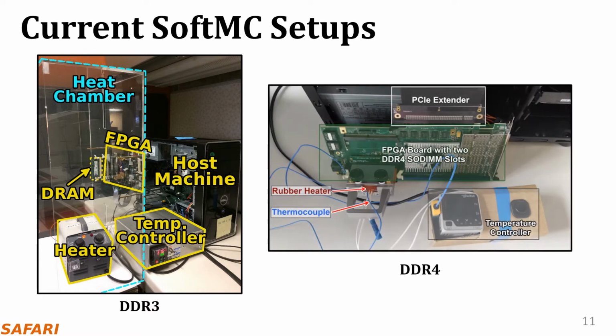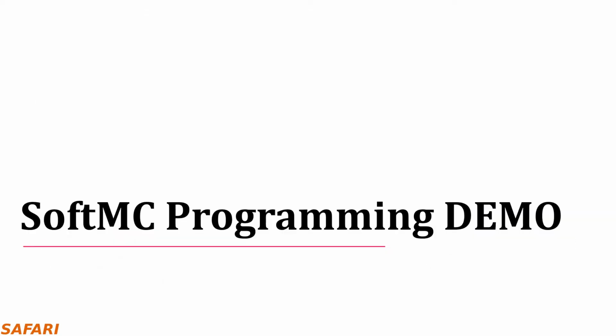On the right-hand side, you see SoftMC running on a more recent FPGA board that has DDR4 slots. In this setup, instead of a heat chamber, we use rubber heaters on both sides of a DDR4 module to control DRAM chip temperature more precisely. The rest of the setup is similar to the setup on the left-hand side. In the second part of the tutorial, I will demonstrate how a simple DRAM retention profiler can be developed using the DDR4 version of SoftMC.